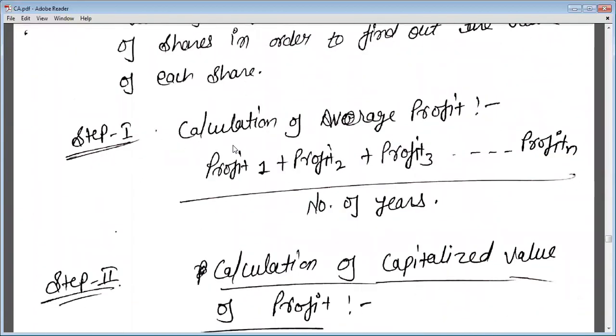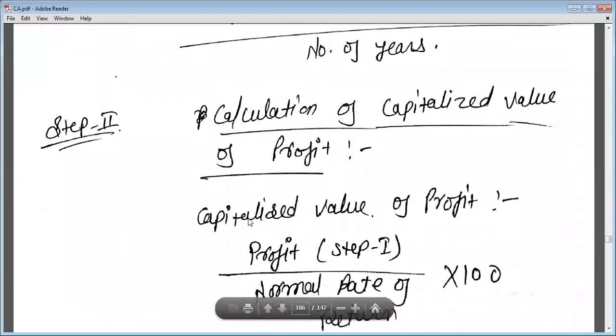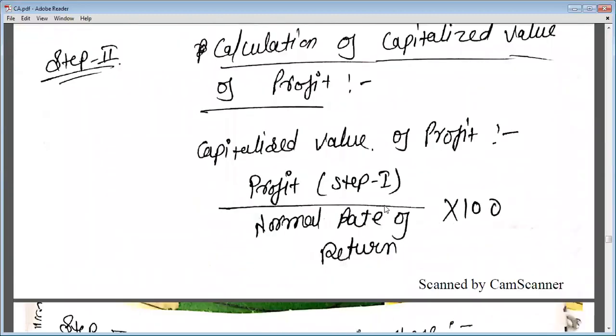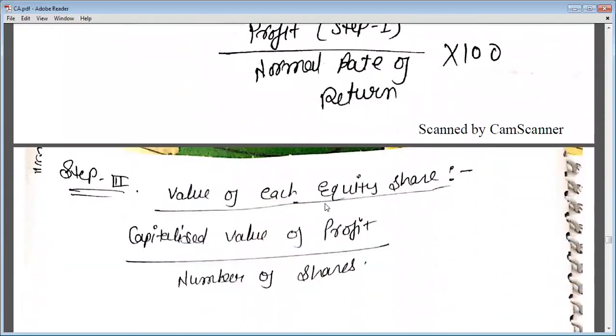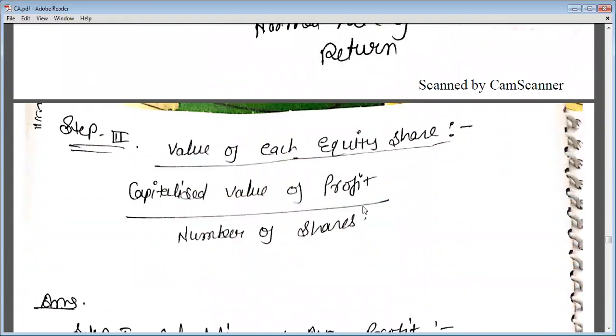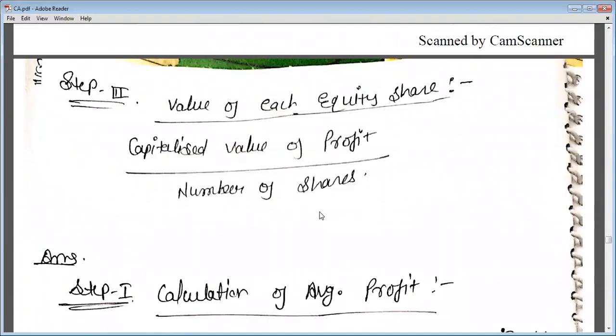In the first step, we will calculate the average profit: profit of the first year, profit of the second year, profit of the third year, and so on, divided by the number of years. Then in the second step, we will calculate the capitalized value of profit: the average profit calculated in step 1, upon the normal rate of return, multiplied by 100. And in the third step, we will calculate the value of each share: the capitalized value of profit calculated under the second step, divided by the number of shares.